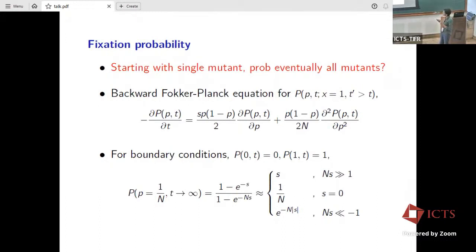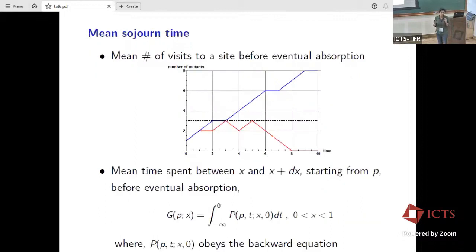Okay, so it's a complicated equation whose solution is what I was showing you yesterday, which, as you know now, for haploids, the fixation probability is s or 2s, I miss these factors usually, and 1 by n for neutral, and it's an exponentially small probability of fixation for a deleterious mutation. So this was about fixation probability. What I'm really interested in today is time. So let me introduce to you this concept of mean sojourn time.